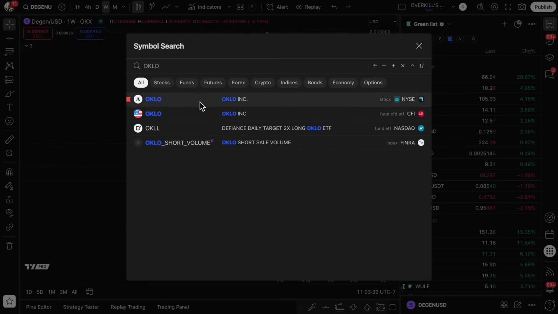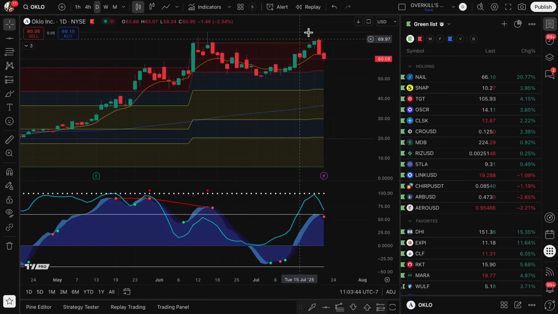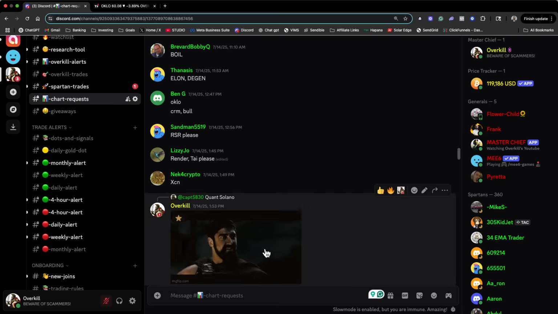OKLO. OKLO, too high. I'd be looking to take profits on this one. It's in the red zone, so I don't buy stuff in the red zone.